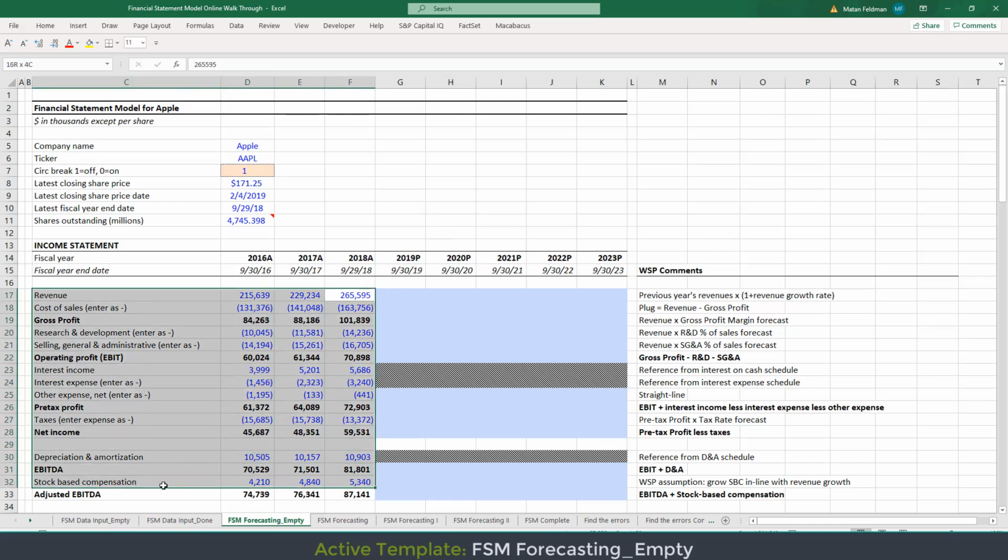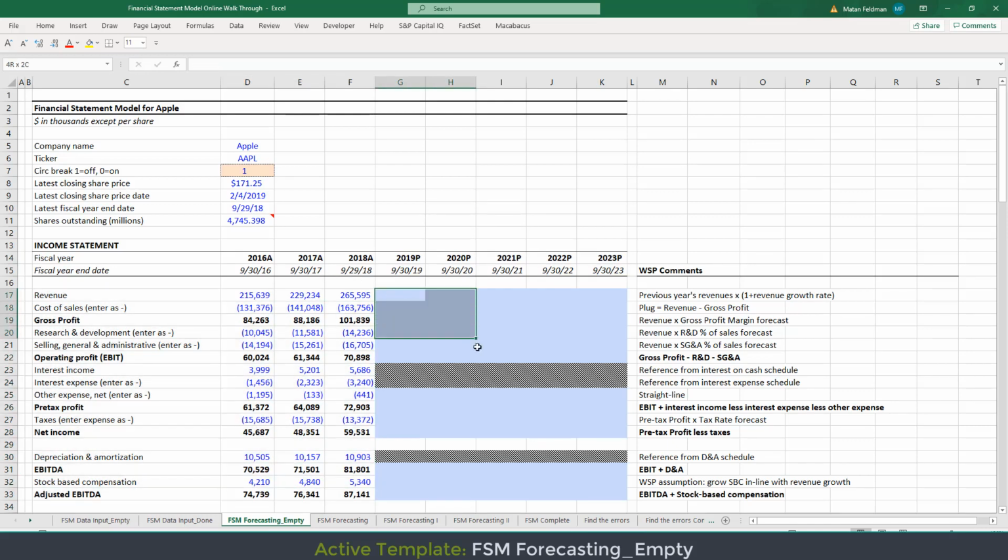Everything here is the work you've done so far, and now I've extended out, using the EOMONTH function, the forecasts for Apple for the next 5 years. Now what I'd like you to do is forecast revenue down to EBITDA in this next step, except for 2 line items here on the income statement: interest income and interest expense.